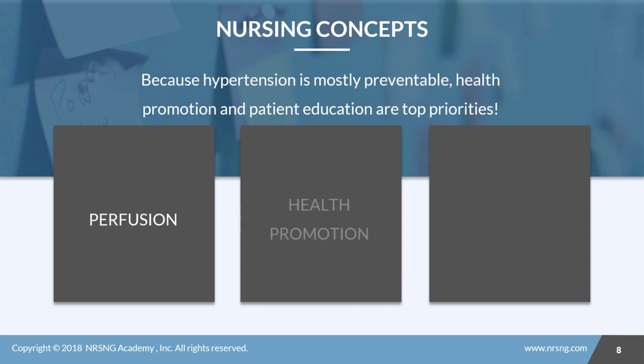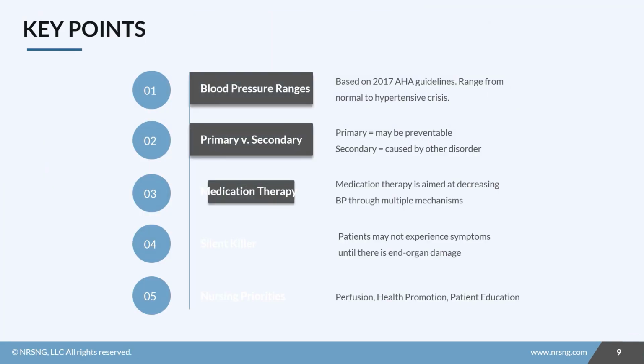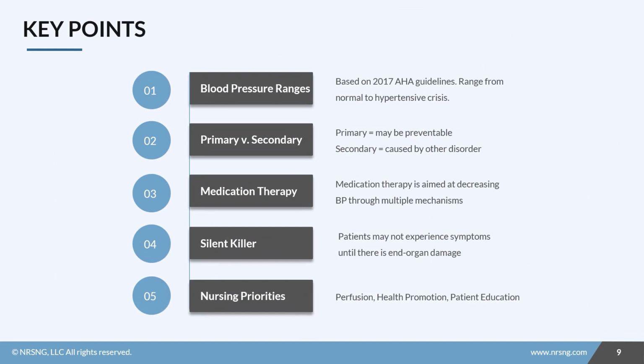Now, we'll cover more specific nursing interventions in the care plan attached to this lesson. But just to recap, the top 3 priority concepts are going to be perfusion, because obviously this is a perfusion issue, and then health promotion and patient education are going to be key for these patients. And it's a huge role for us as nurses. So remember, the normal blood pressure ranges have been shifted down recently so we can have earlier intervention. So make sure you familiarize yourself with those new guidelines. Secondary hypertension is caused by another disorder, but primary hypertension is manageable and it may be preventable.